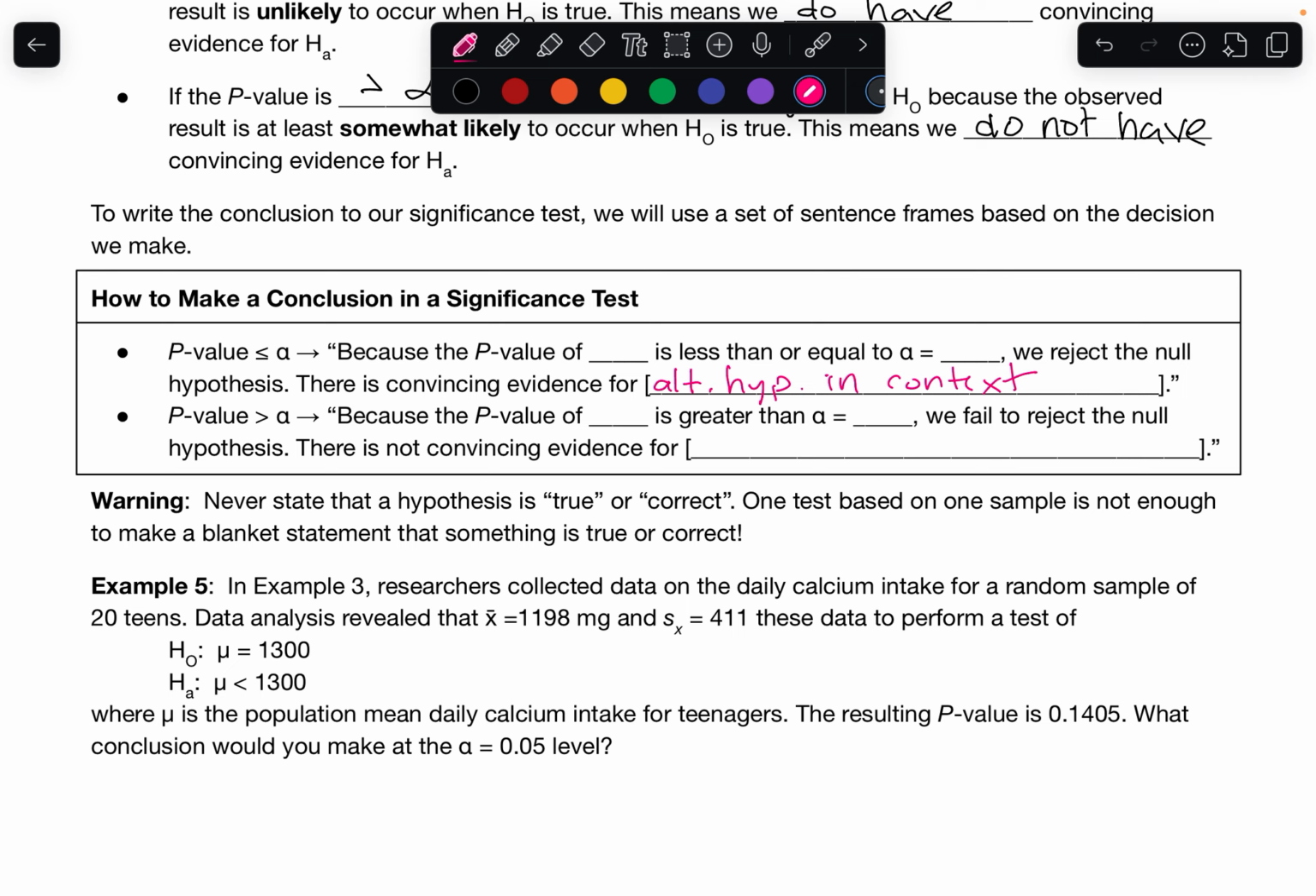If our p-value is greater than our level of significance, and we plug those numbers in, we fail to reject the null, and there is not convincing evidence for the alternative hypothesis.